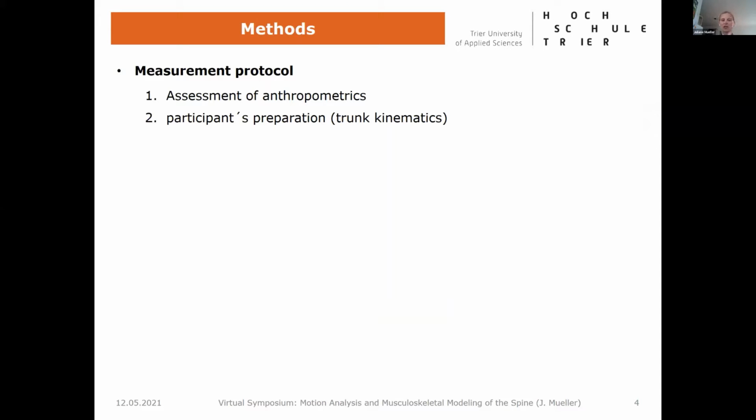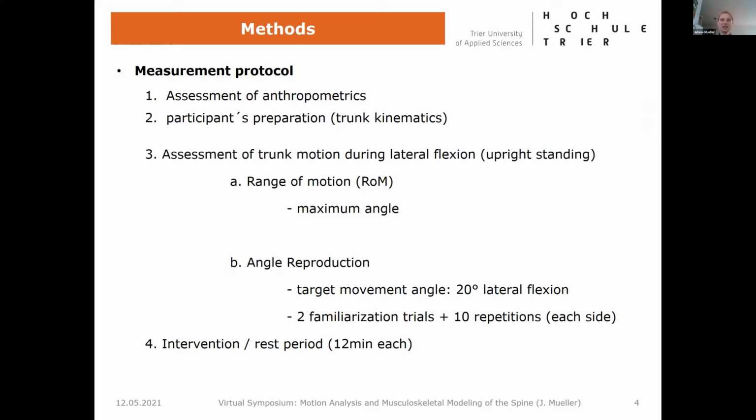Our measurement protocol started with the assessment of the anthropometric data. Secondly, participants were prepared for kinematic analysis of the trunk and its motion. Afterwards, the assessment of trunk motion during lateral flexion while upright standing was conducted. We first concentrated on measuring the range of motion, focusing on the maximum angle in lateral flexion for the left and right side. And secondly, the angle reproduction was assessed by focusing on a target movement angle of 20-degree lateral flexion. Each subject had 2 familiarization trials and 10 repetition trials that were measured for each side. This was then followed by the intervention or rest period in randomized order. And step 3 is identical for all 3 measurement time points.